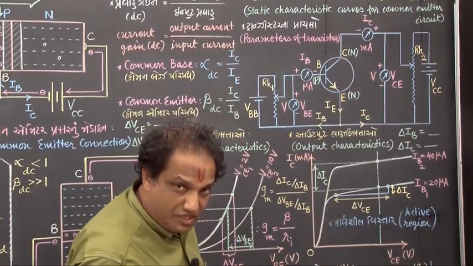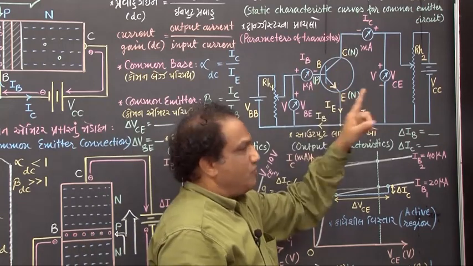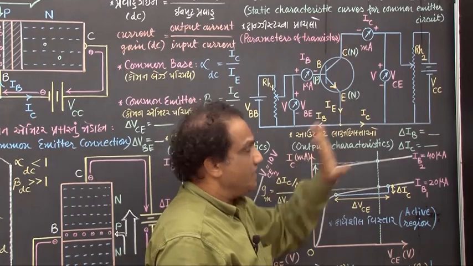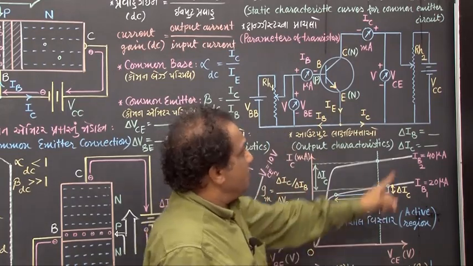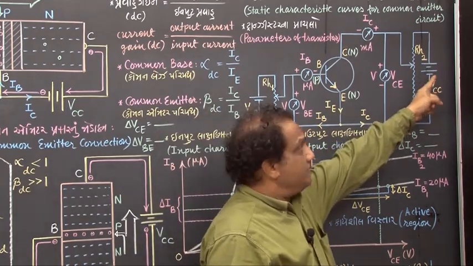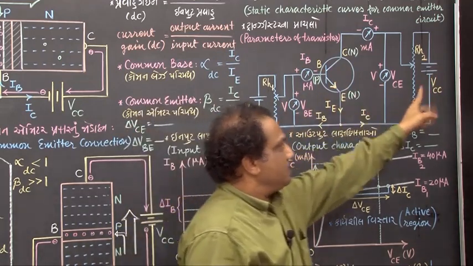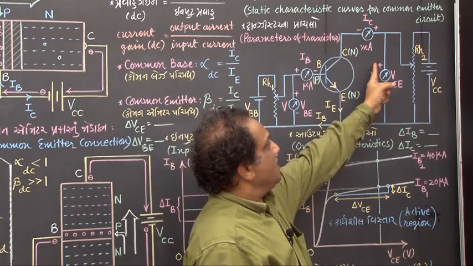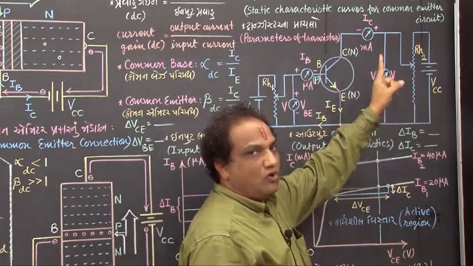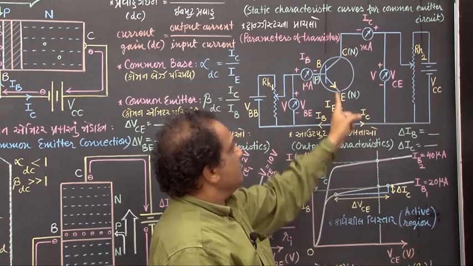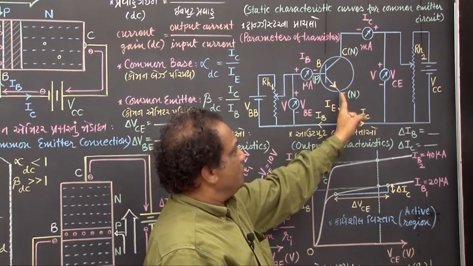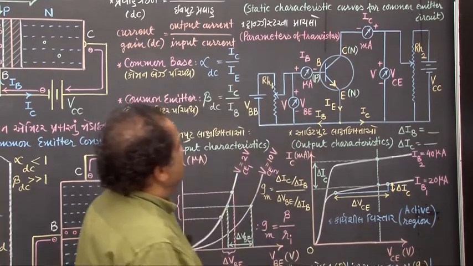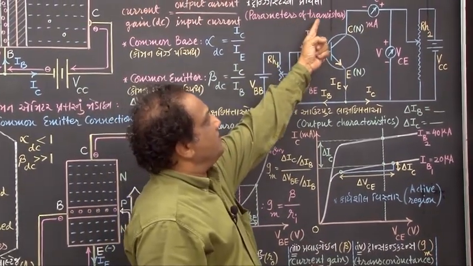I repeat, which 5 changes? Instead of NPN, you will write PNP. Then you will reverse the directions of all these 3 currents. Third, you will revert the terminals of these batteries, VBB and VCC. Positive and negative terminals you will interchange. Then you will change the polarity also for all the meters. And this arrow, instead of showing outward, you will show it inward. Got it? Fine. Now let us see what are called parameters of a transistor.